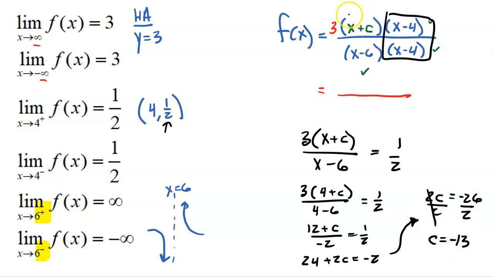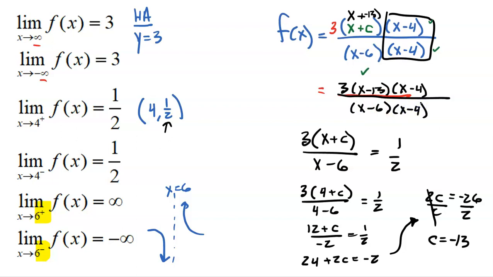So I know that this remaining factor right here must be x plus a negative 13, which I could write as x minus 13. So my final function would be 3 times (x minus 13). That means there's a 0 at 13. Times (x minus 4) over (x minus 6) times (x minus 4). This is guaranteeing me the hole at (4, 1/2). It's guaranteeing me the vertical asymptote at x equals 6. And it's guaranteeing me that horizontal asymptote at 3. And I now know that I have this 0 solution as well at 13.